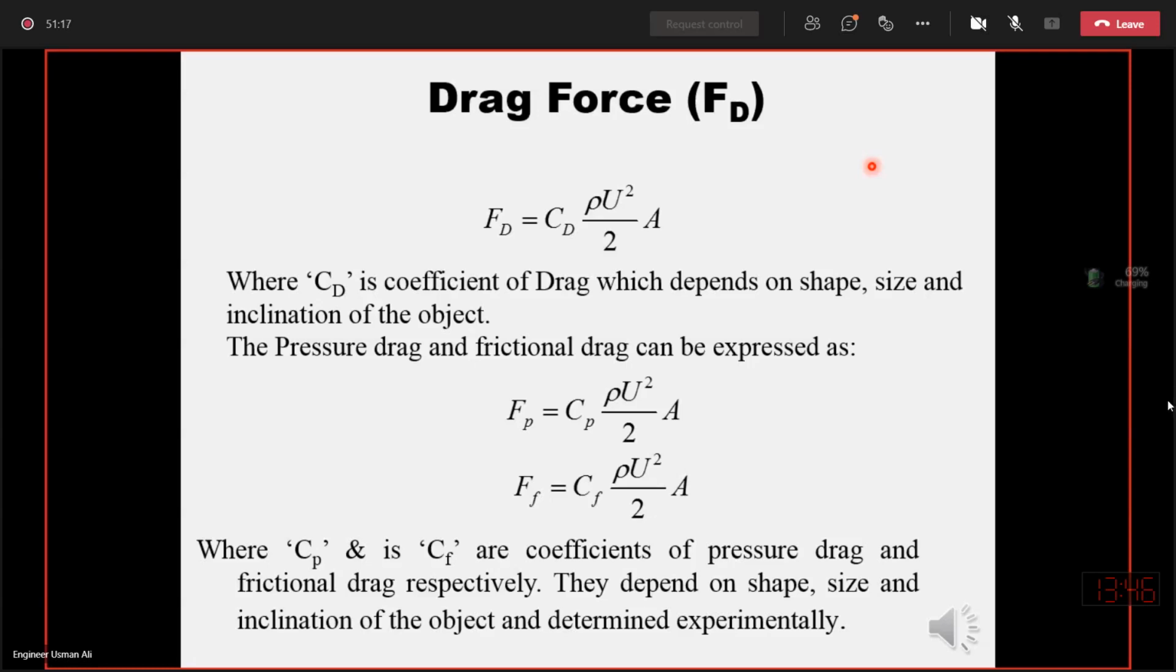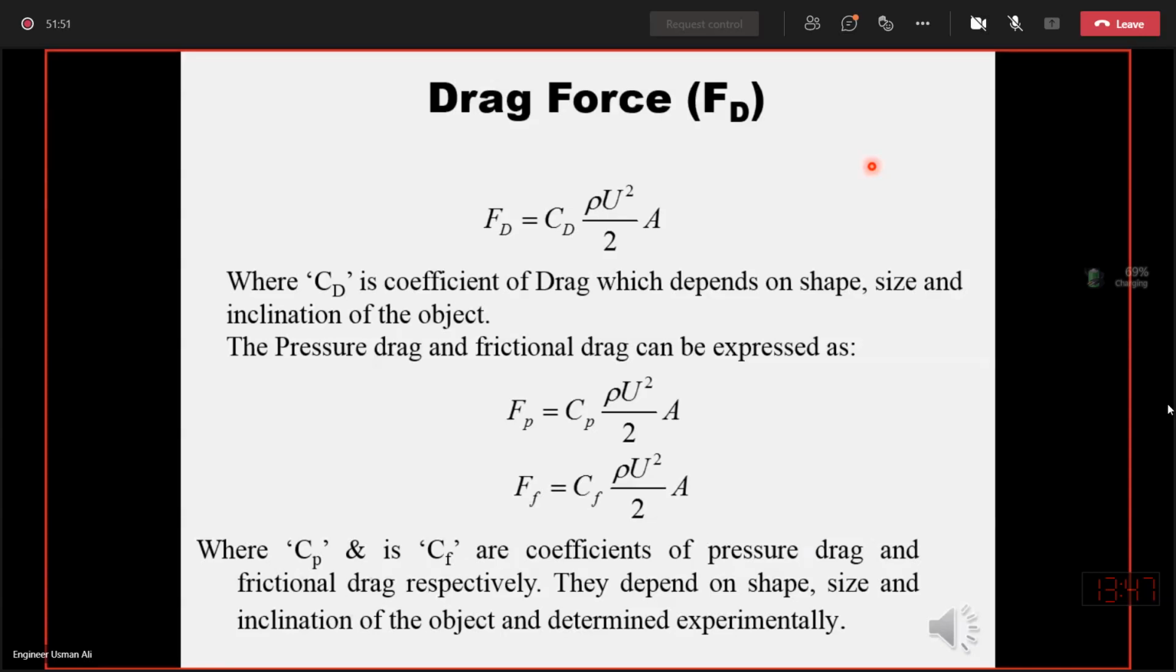So it again can be found experimentally. It depends on the shape, size, and inclination of the object. So further, as I mentioned, drag force is actually the sum of the pressure force and the frictional force. So just on the lines of the drag force, we can define mathematically the pressure force, Cp rho u square by 2 into A, and the friction force. One is called the pressure drag, and the other is called the frictional drag.